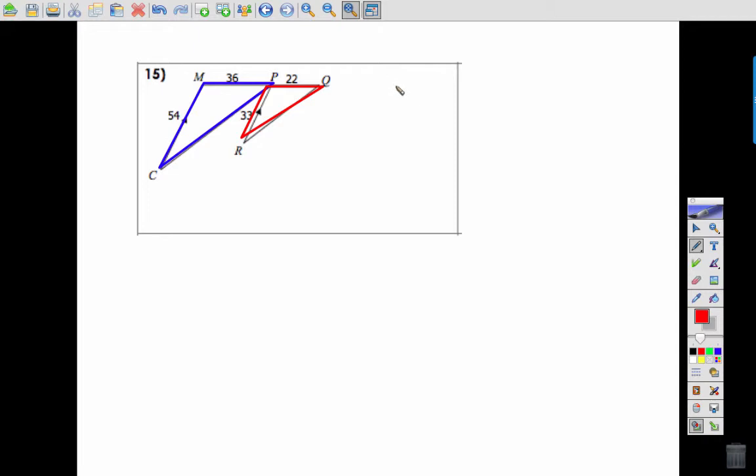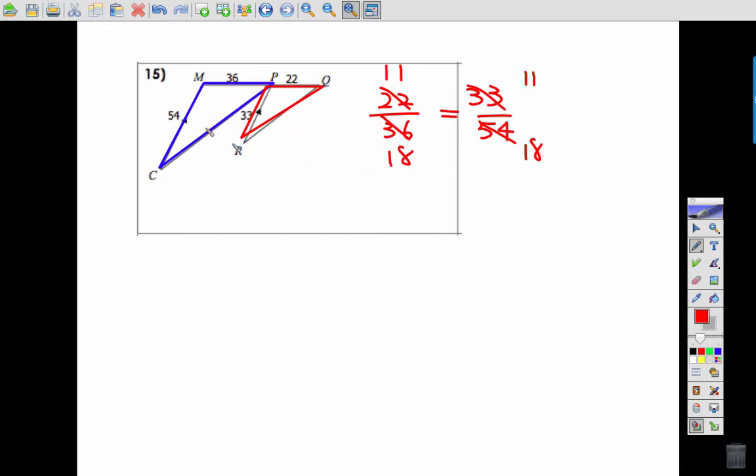So let's set up the proportionality first. I'll start with the red triangle. I go from the smallest to the biggest. And now I look at the blue triangle. I also go from the smaller one to the bigger one. Now I try to simplify it. If I cancel by 2, I would have 11 over 18. In this case, I cancel by 3. I also have 11 over 18, which means they are proportional. They have the same factor.